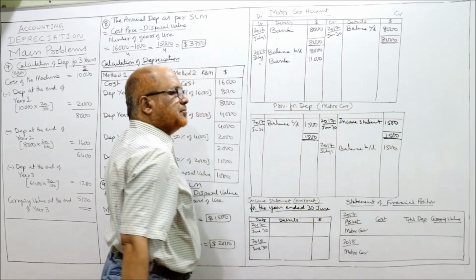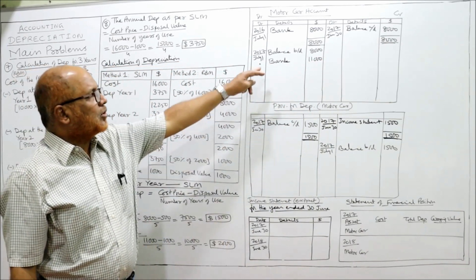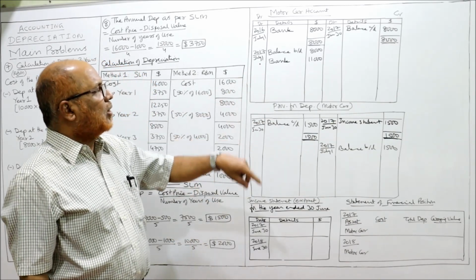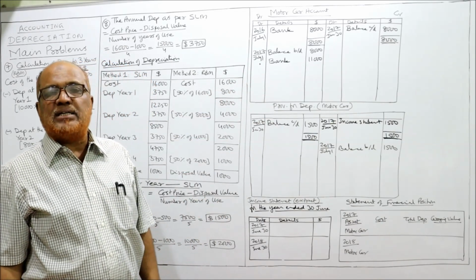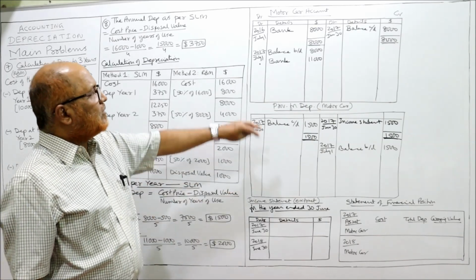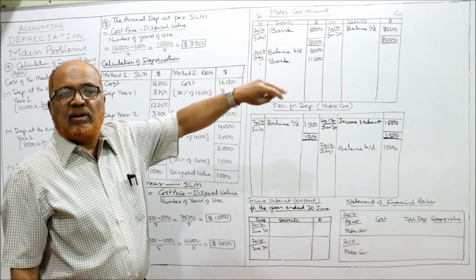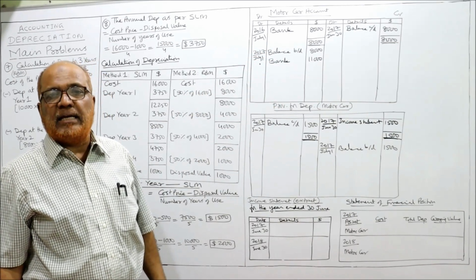11,000, same date. Another motor car is purchased. Now year end. The year will end on 30th June 2018 because our year is beginning from July 1st 2017. So year will end on 30th June 2018.